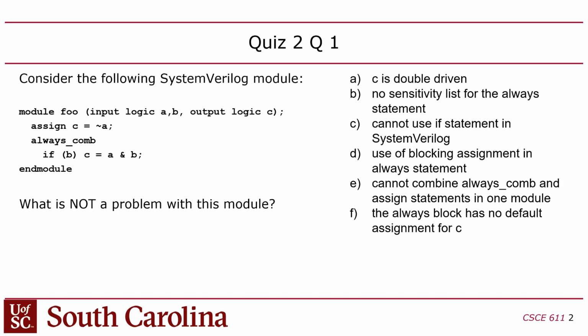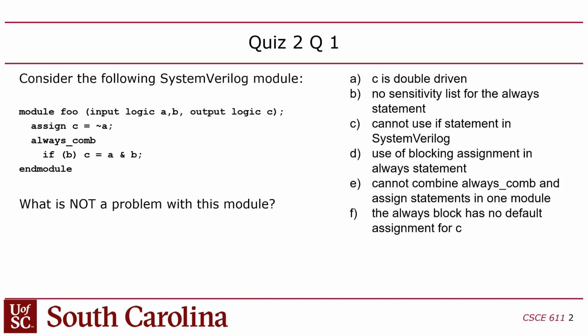So A says C is double driven, and it turns out that is actually a problem here because C is driven by this assign statement as well as by this always block. And remember that an assign statement, a continuous assignment statement, and an output from an always block are both drivers, right? They're both associated with a blob of synthesized logic. So C is actually double driven here. That's no good.